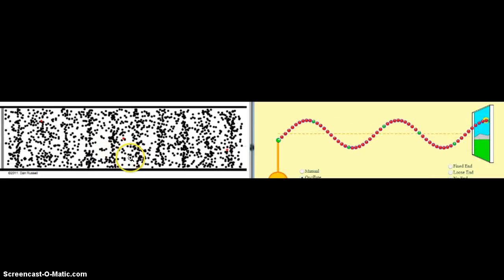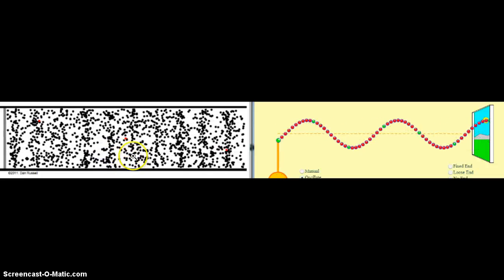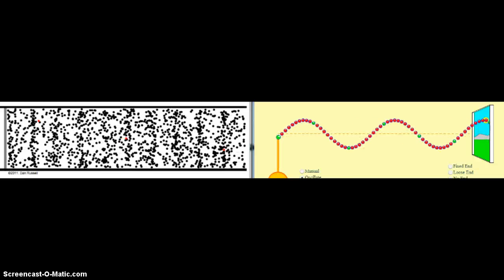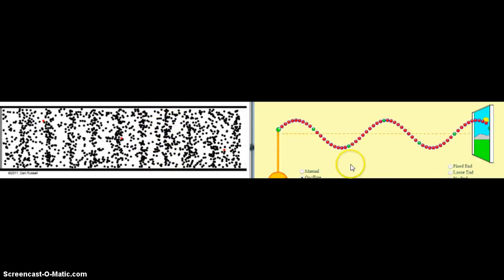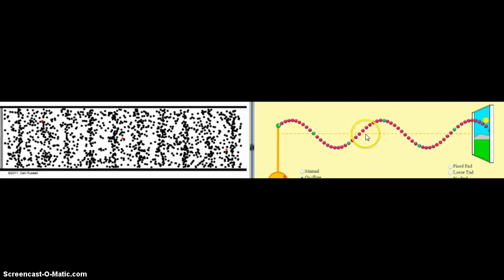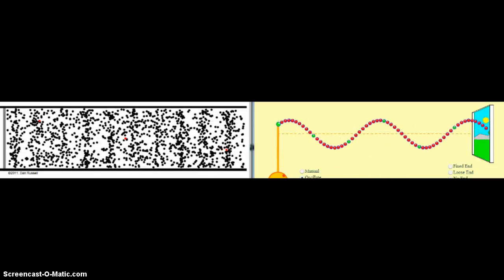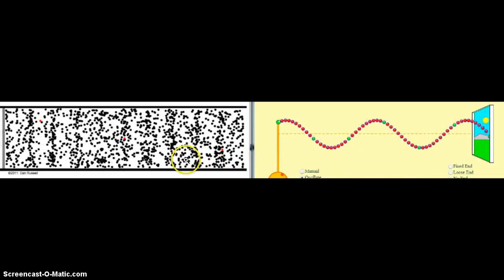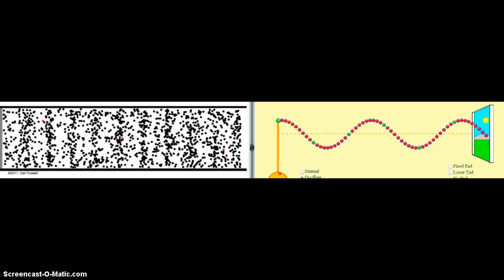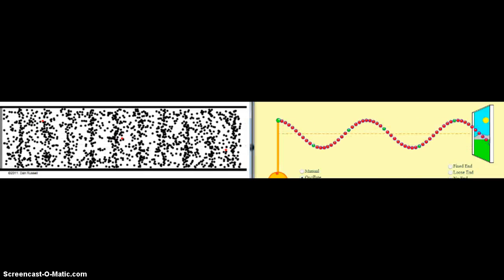This wave on the left is called longitudinal because it has compressions. Here's a compressed region, and expansions or rarefactions. Here's a rarefaction. On the right, we have a transverse wave with crests and troughs. But in both cases, those crests and troughs, or compressions and rarefactions, are moving. They're traveling through the medium.